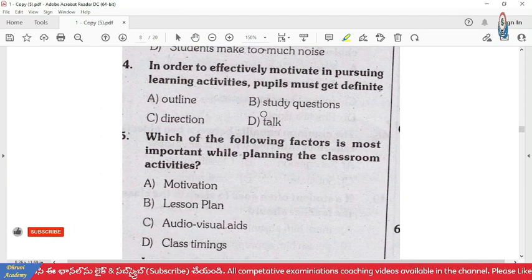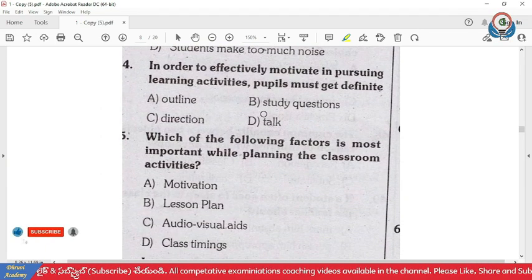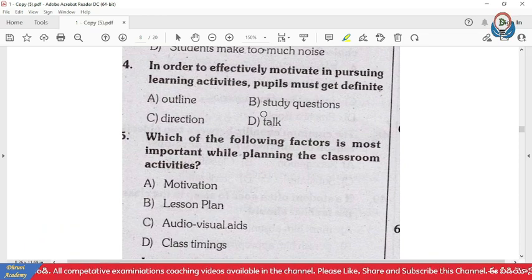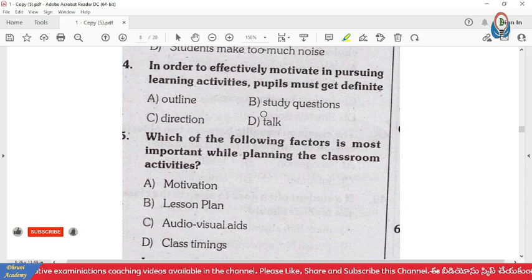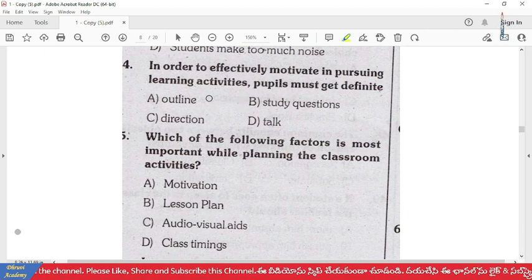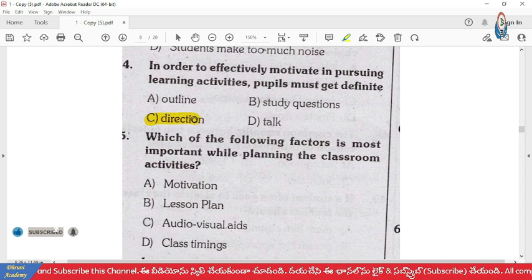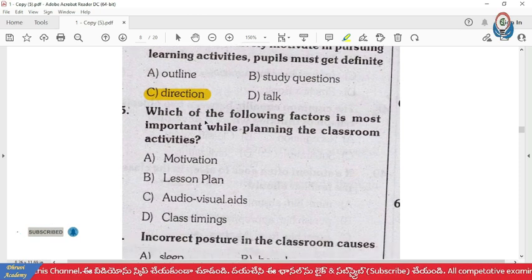In order to effectively motivate in pursuing learning activities, pupils must get definite. A. Outline. B. Study questions. C. Direction. And D. Talk. In pursuing learning activities, it's a must to get definite direction. Direction is the right answer.